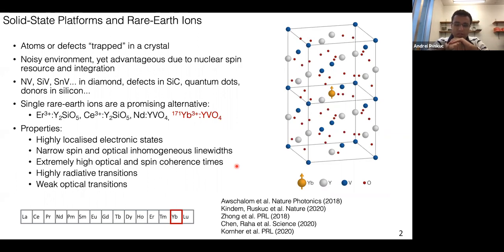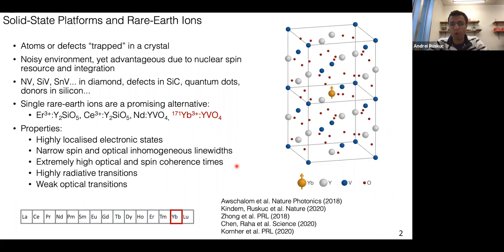And you can really think of these as being equivalent to optically addressed spin degrees of freedom like you would see in, let's say, AMO type systems like neutral atoms or trapped ions. But in our case, these atoms or defects come ready trapped in a crystal. And this is kind of a double-edged sword. On one hand, they inherit the noisy crystalline environment, typically consisting of fluctuating electric and magnetic fields. However, they also inherit various advantageous characteristics.